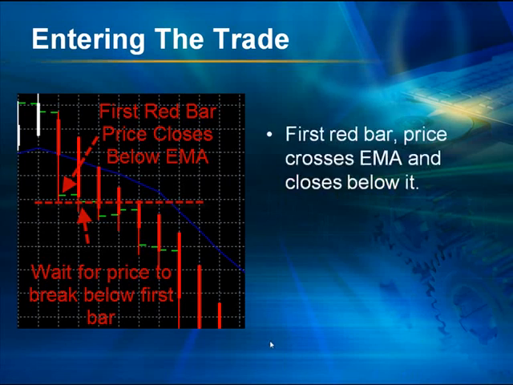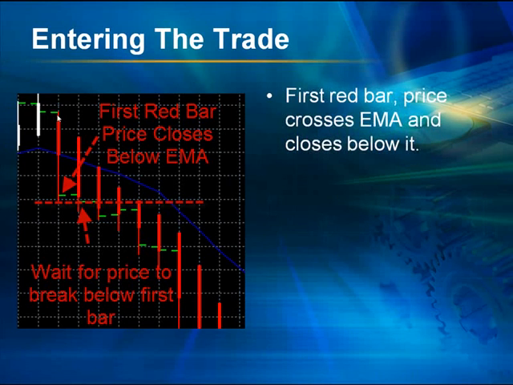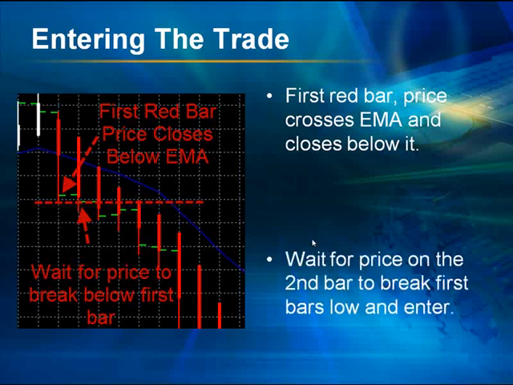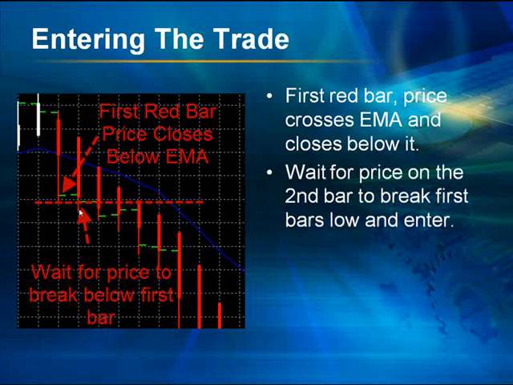And once again, when we're looking for the entry point, we look to see that the first bar has crossed below the EMA 14 and the price has closed below it, and that has happened in this case. And then once that has happened, we need to look at the second bar, and once the price of the second bar falls below the low point of that first bar, that's our entry point.